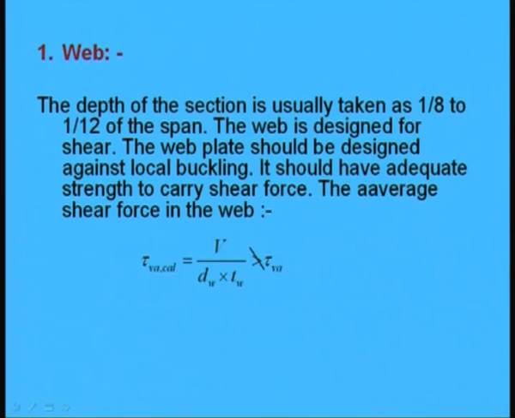Now, first let us see about the web. How do we design, means how do we decide the web? The depth of the section of the web is usually taken as 1/8 to 1/12 of the span. The depth of the section generally we choose at the beginning as 1/8 to 1/12 of the span length. The web is designed for shear. As we know, flanges take care of moment and webs generally take shear. So, the web has to be designed for shear.